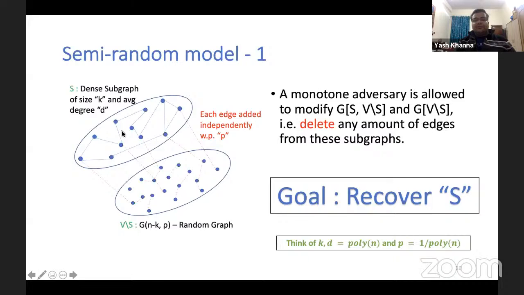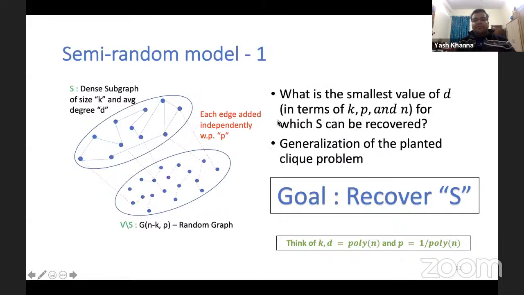So this is a sort of generalization of the popular planted clique problem. You can think of the restatement of the problem as follows. What is the smallest value of d in terms of k, p, and n for which S can be recovered? This is because the smaller the value of d, the harder it should be intuitively, right? The more the value of d, the more it will stand out. So in any algorithm, at least we intuitively feel that the higher values of d should be easy.